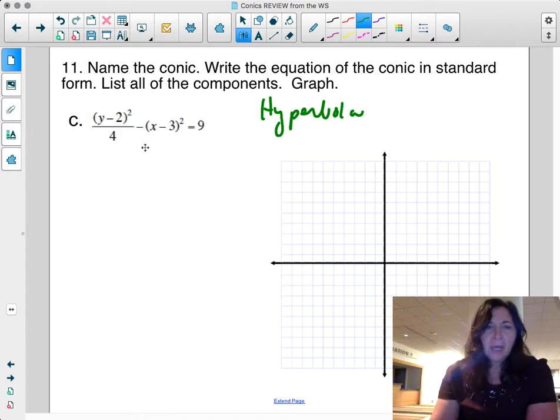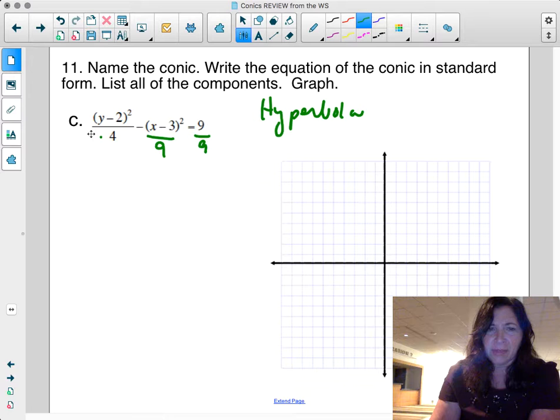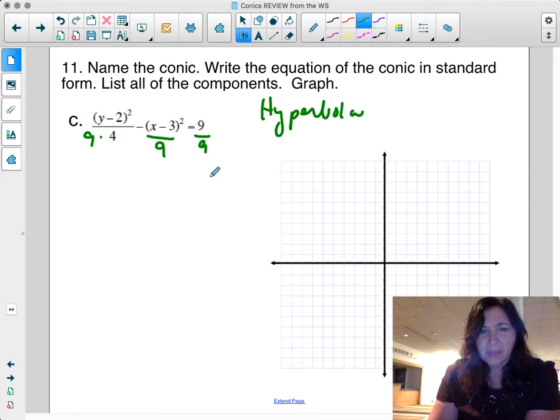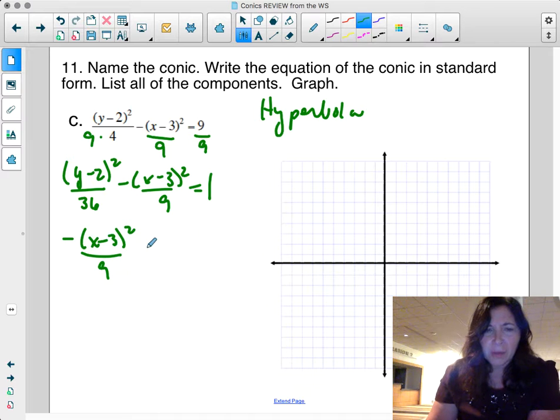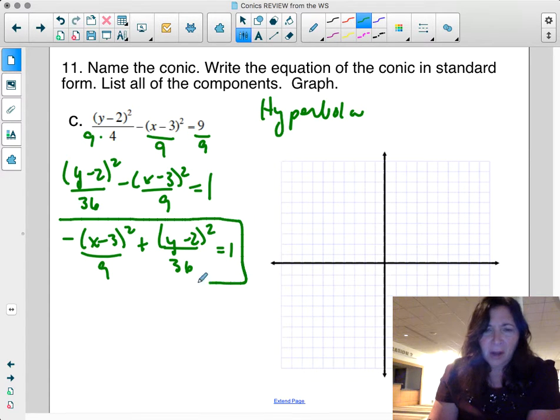What we have here is this 9 here. In order to put this in standard form, I do need to divide everything by 9. And in this case, this is going to give me 1 right here. We're going to have y minus 2 quantity squared over 36 minus x minus 3 quantity squared over 9 is equal to 1. This is the equation in standard form. Another way of writing that is negative quantity x minus 3, to put the x squared term first, which is acceptable as well. Y minus 2 quantity squared over 36 is equal to 1. So this is the equation of my conic in standard form.